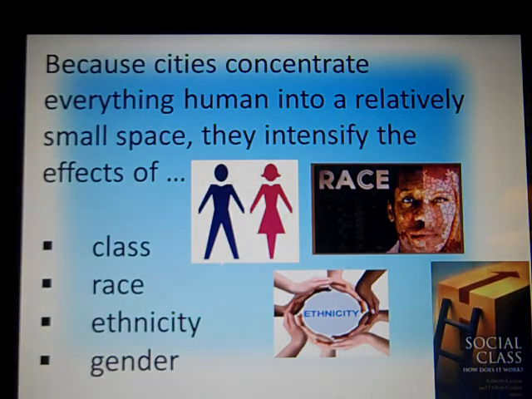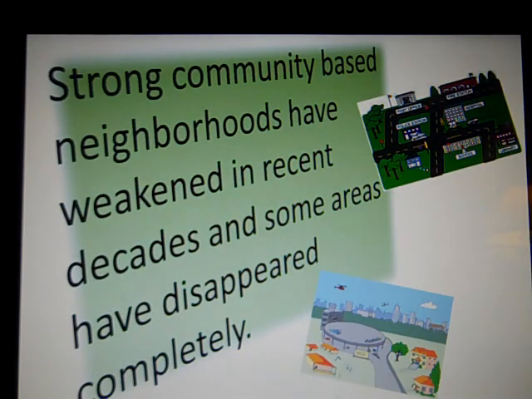Now, because cities concentrate everything human into a relatively small space, they intensify the effects of all of these things that we talk about in sociology: class, social class that is, race, ethnicity, gender, things we're going to discuss individually as we go through the course. So cities magnify and intensify all the social issues that we talk about in a sociology class. Strong community-based neighborhoods have weakened in recent decades, and some areas have disappeared completely because of urbanization.